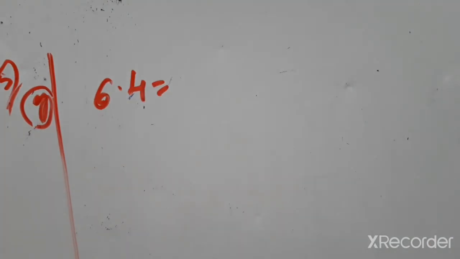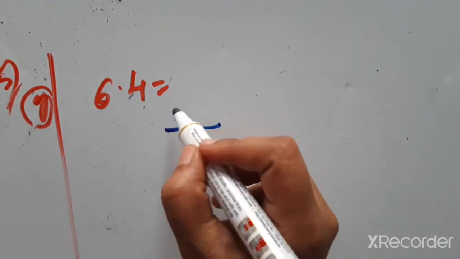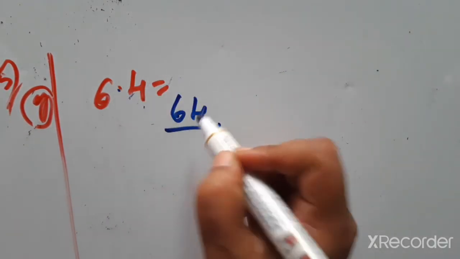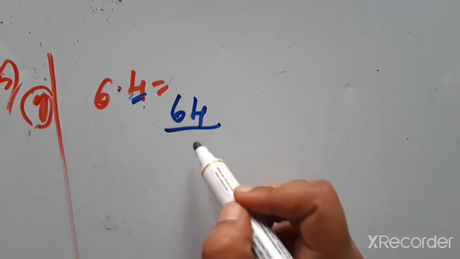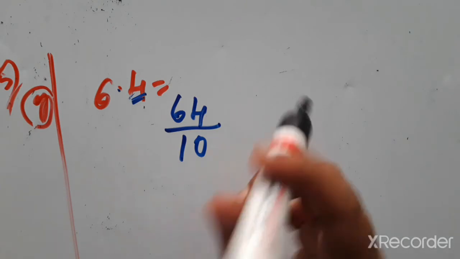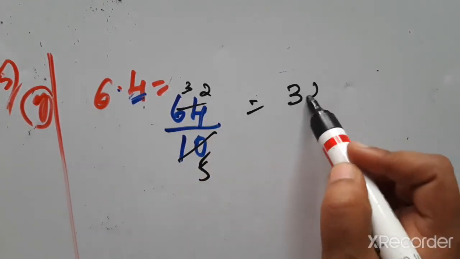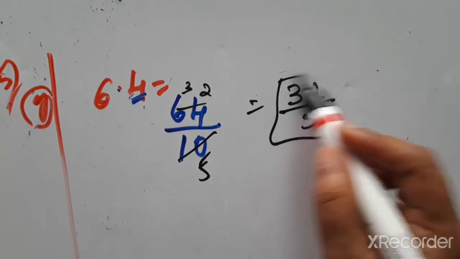Now 6.4, we have to write as a fraction. Without the decimal point, that is 64, and after the decimal point only one number, so 10. So 64 by 10. Now divide it. 2 5s are 10, 2 3s are 6, 2 2s are 4. So 32 by 5.